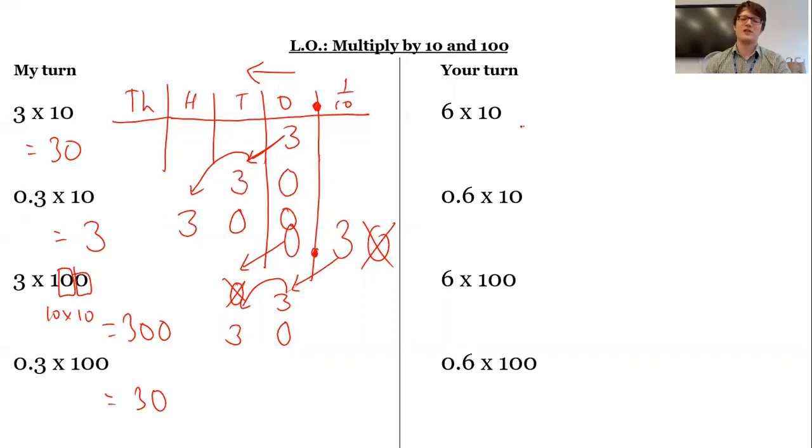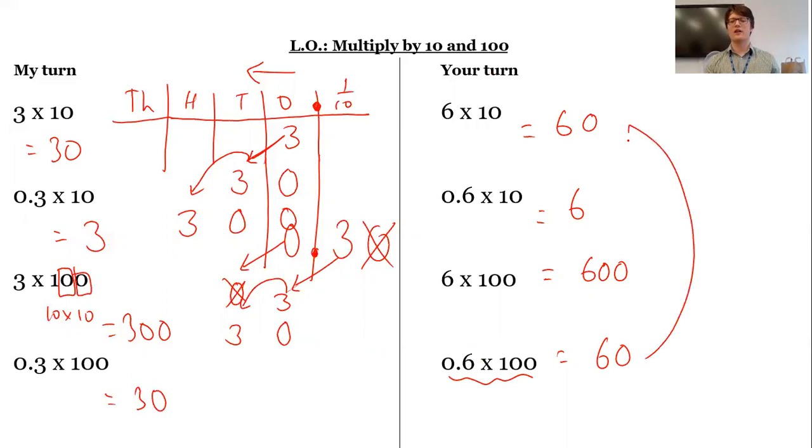Okay, I'm just going to go through these nice and quickly. So we get 60, then 6, and we're going to get 660. And notice that 0.6 times 100 is the same as 6 times 10, because what I've done is from 10 to 100, it's got 10 times bigger. 6 to 0.6, it's got 10 times smaller. So in total, these two equations have the same value.